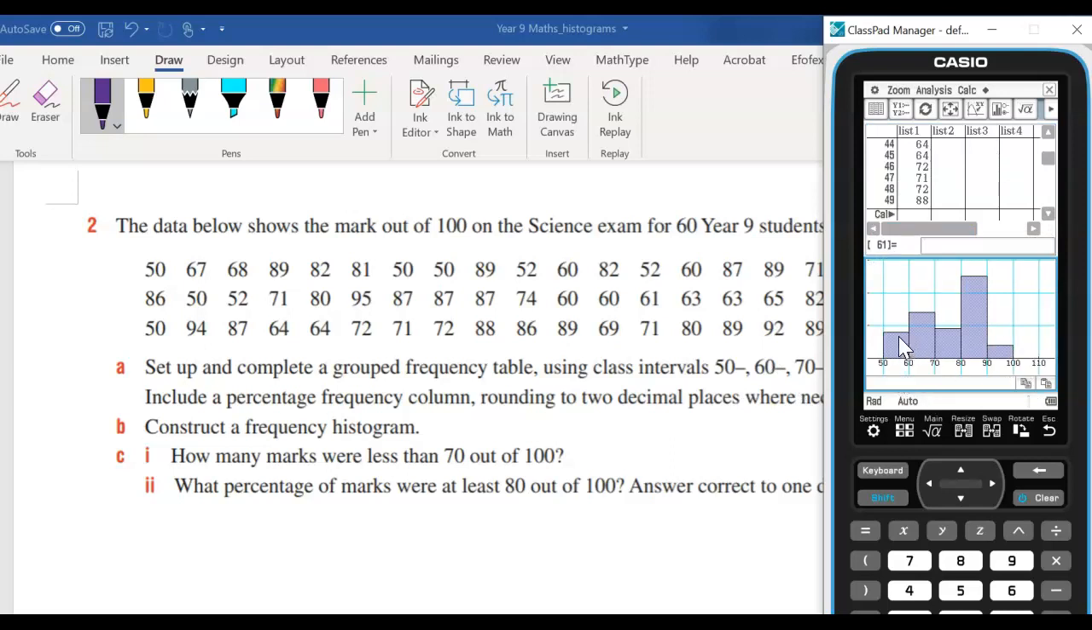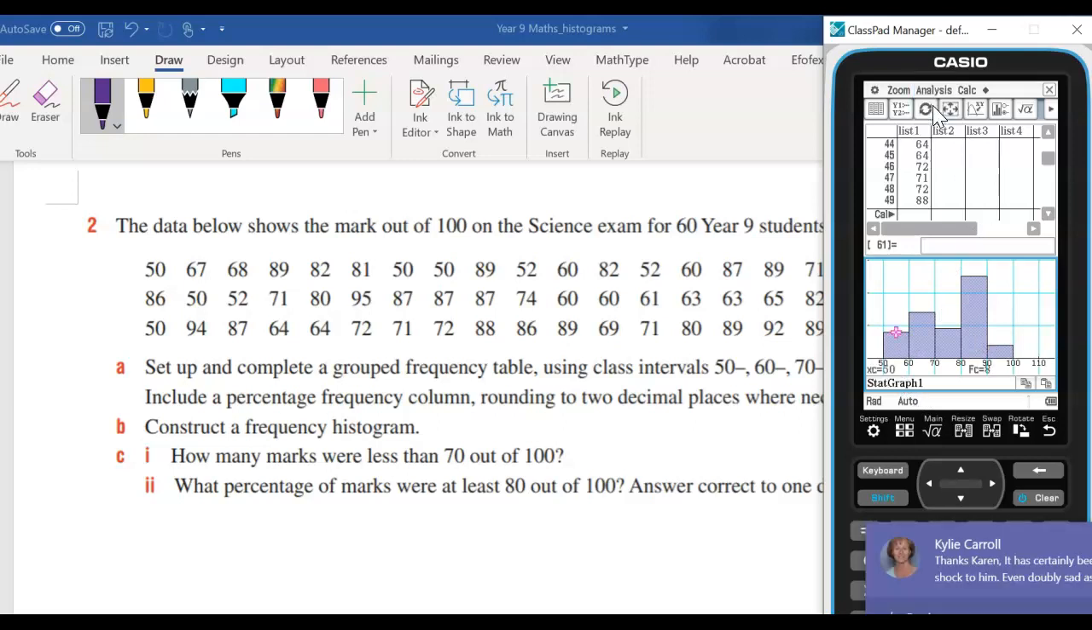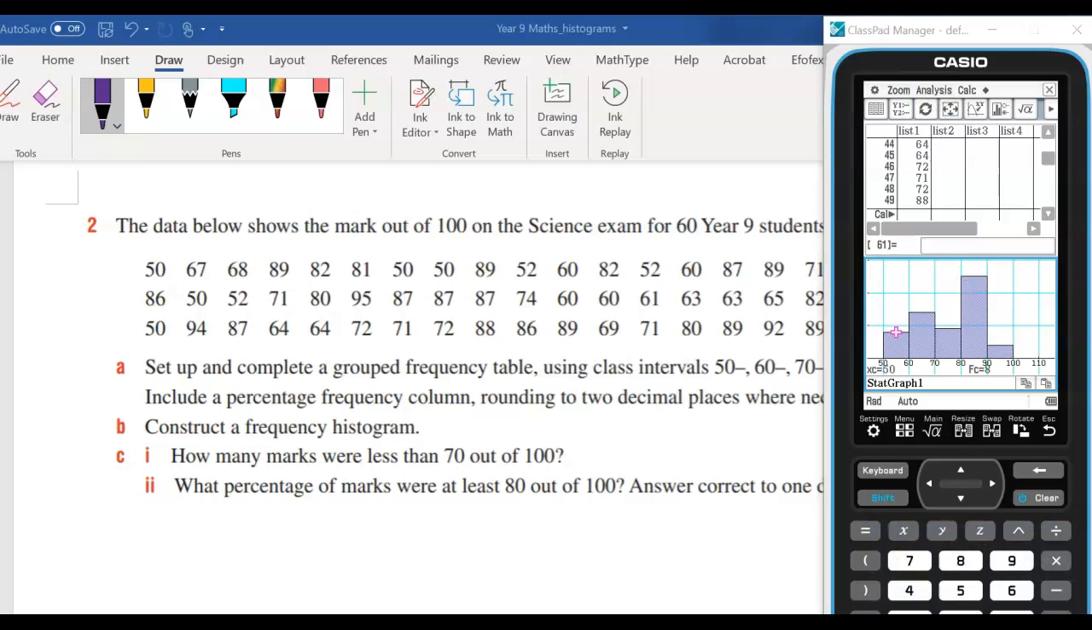So remember, to find the values, go to Analysis, Trace. Whoops. All right, and then just use your arrows to go across to find the frequency.